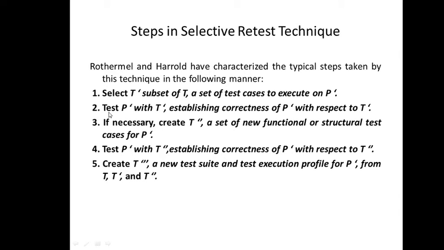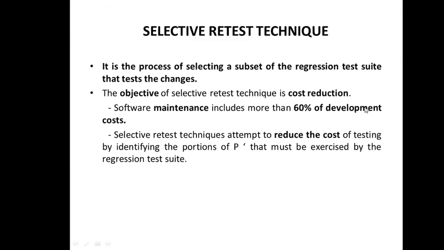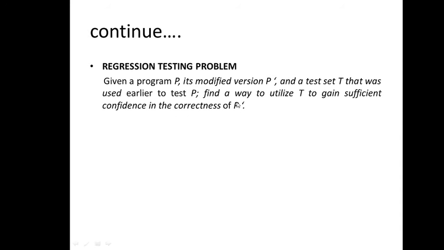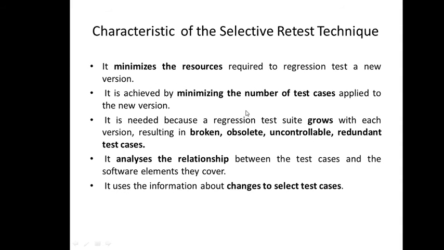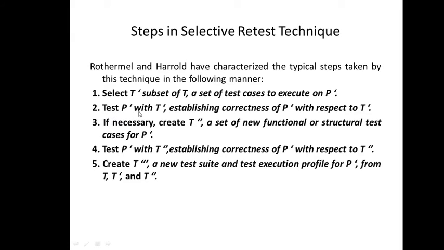Second step, test P dash with T dash. Here we have simply selected it. Here you are going to implement it. So we will be testing P dash with T dash, establishing correctness of P dash with respect to T dash. So remember the statement. What was the testing problem? This was, we have to utilize T to gain sufficient confidence in the correctness of P dash. Fine. This is what is stated here. Test P dash with T dash, establishing correctness of P dash with respect to T dash, right?